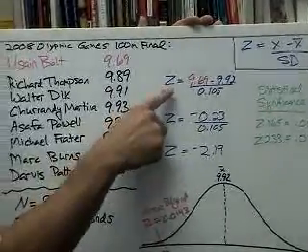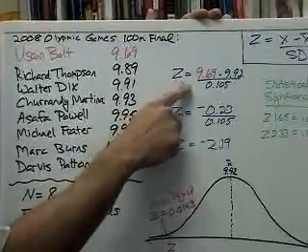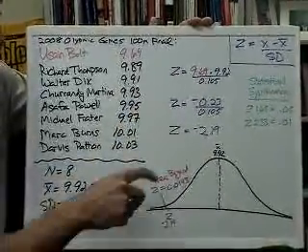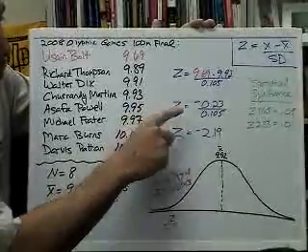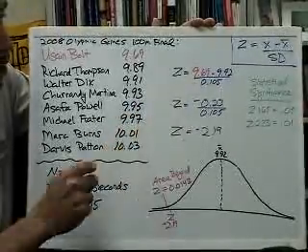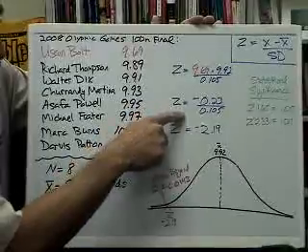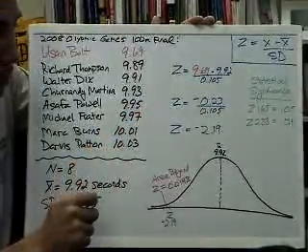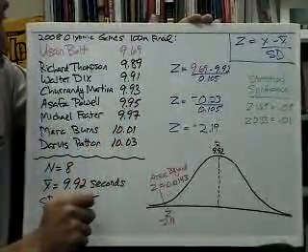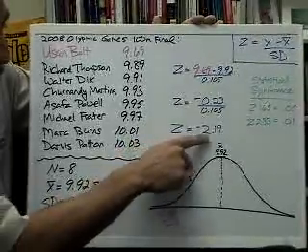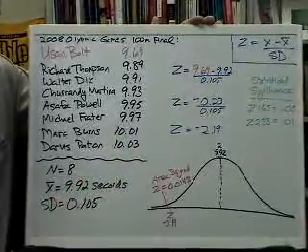Okay? So if we do it for Usain Bolt, our z-score equals his time of 9.69 seconds minus the mean of 9.92 divided by your standard deviation of 0.105. So one more step, negative 0.23 divided by 0.105, and you get a z-score for Usain Bolt of negative 2.19.